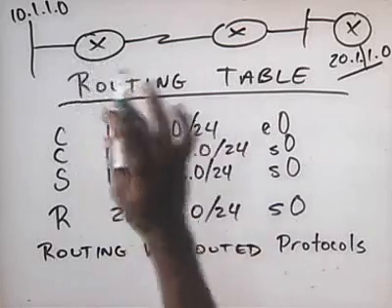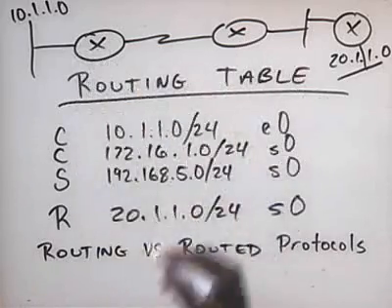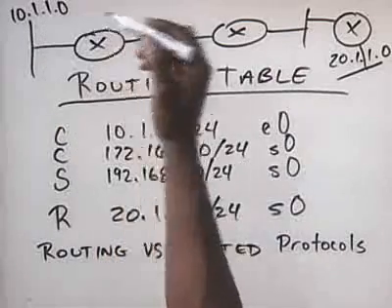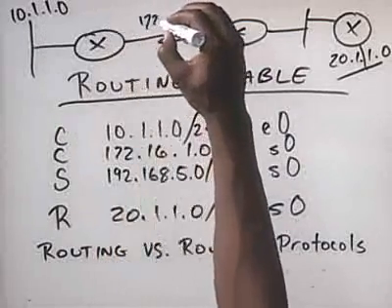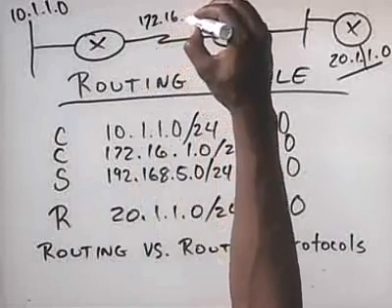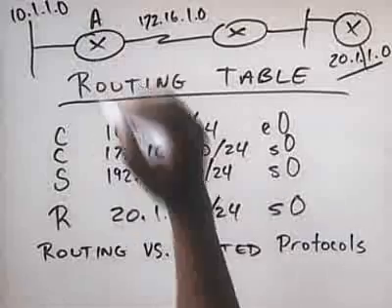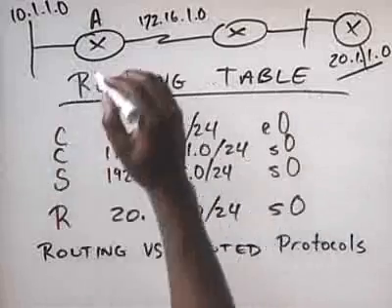Notice here we've got a simple little network diagram. We've got network 10 over here, network 10.1.1.0. Right here in the middle we've got network 172.16.1.0. And we're on device A here, router A. This is router A's routing table right here.